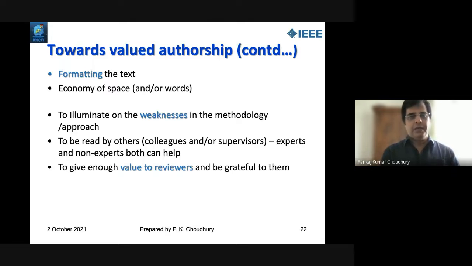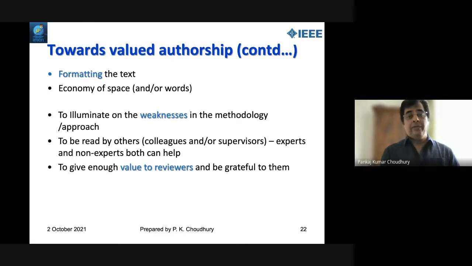It should be read by others: your colleagues, your friends, your supervisors can help, and both experts and non-experts can help. Non-experts may help with the linguistic issues, and experts with the subject-related issues. Both kinds of people can help.